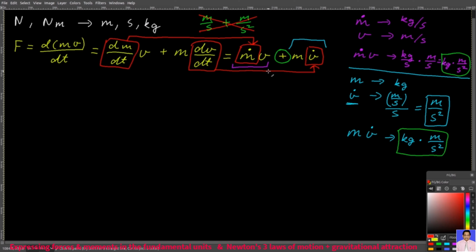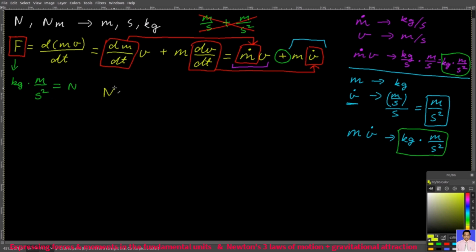In our case, however, both terms have kilograms times meters over second squared, and that means that their sum, the force, its unit is also kilograms times meters over second squared, which means that the Newton can be expressed in terms of these fundamental units like this: kilograms times meter over second squared.